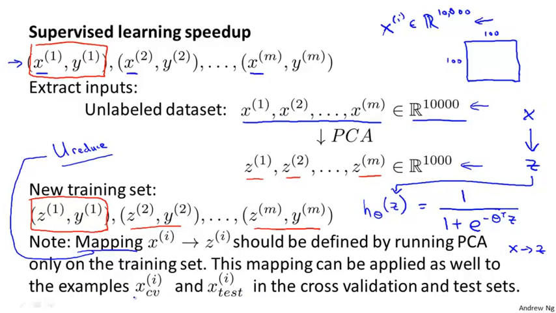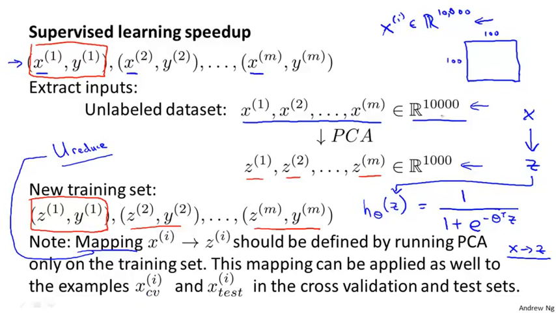Okay, but so just to summarize, when you're running PCA, run your PCA only on the training set portion of your data, not the cross-validation set or the test set portion of your data, and that defines the mapping from X to Z, and you can then apply that mapping to your cross-validation set and your test set.